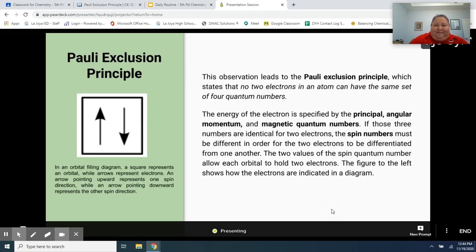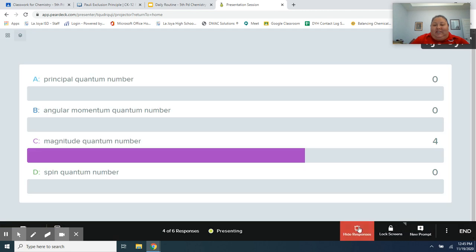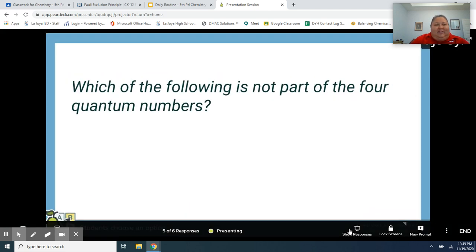Let's go back. So the first one is the principal. That was A. Angular momentum. That was there. That was B. The spin is D. But I had magnitude instead of magnetic, and somebody, Alexia, saw right through it. The correct answer is C. Very good. It is magnitude. Magnitude was not talked about. We said magnetic. Very good, Alexia. Very good. The rest of you guys who got that correct.